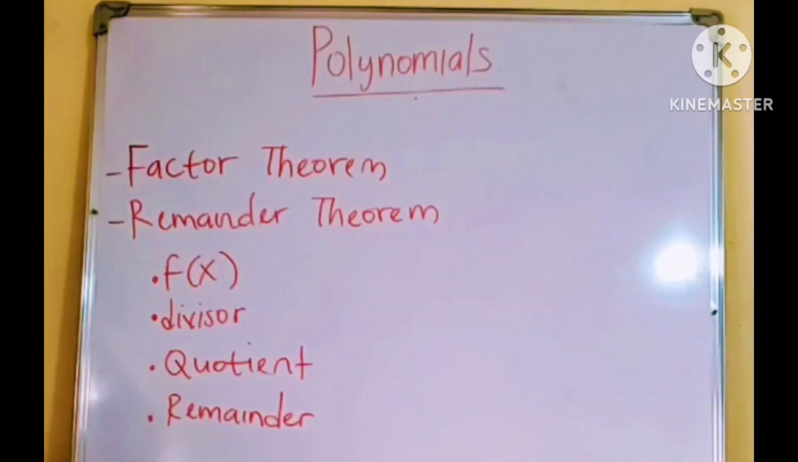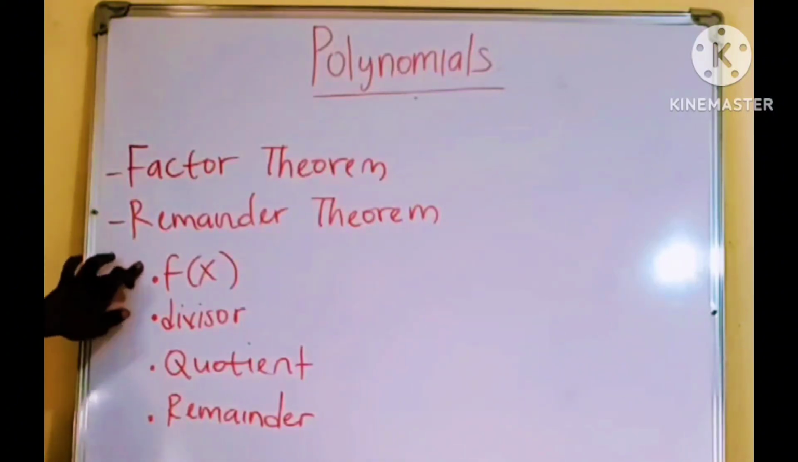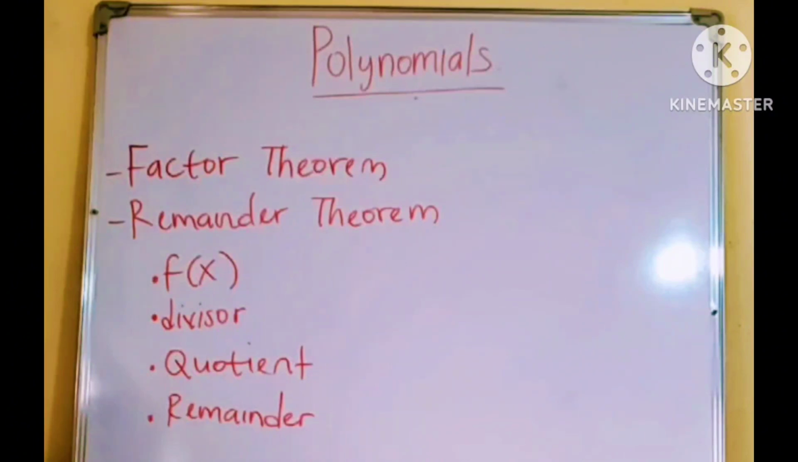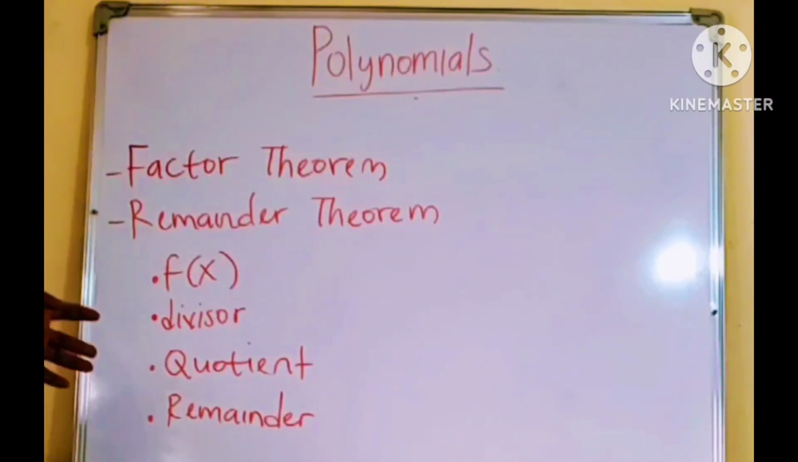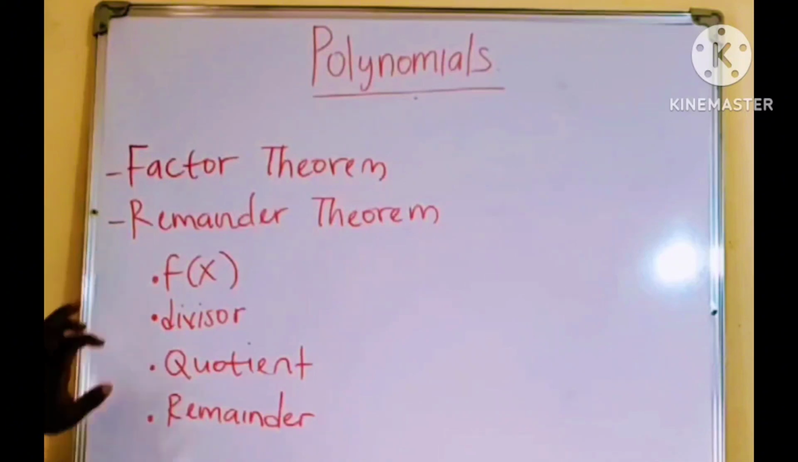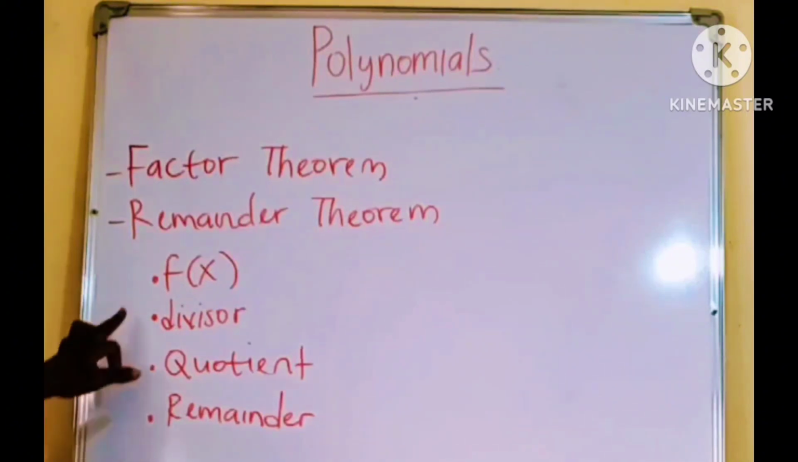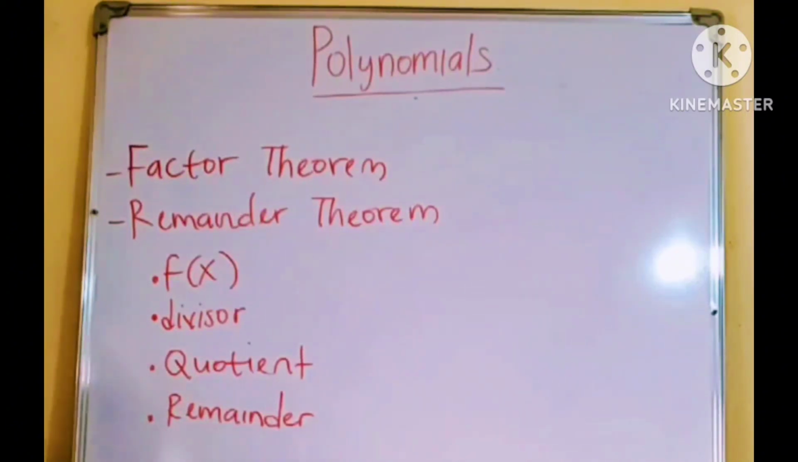Now there are just a few things that I'll define in order to explain the factor theorem and the remainder theorem. Now f of x represents the polynomial itself. So it could be a polynomial of degree 3, degree 4, degree 5. We'll call it f of x or p of x or q of x or g of x, all of that. That's the main polynomial. Now the divisor is what we divide the polynomial by.